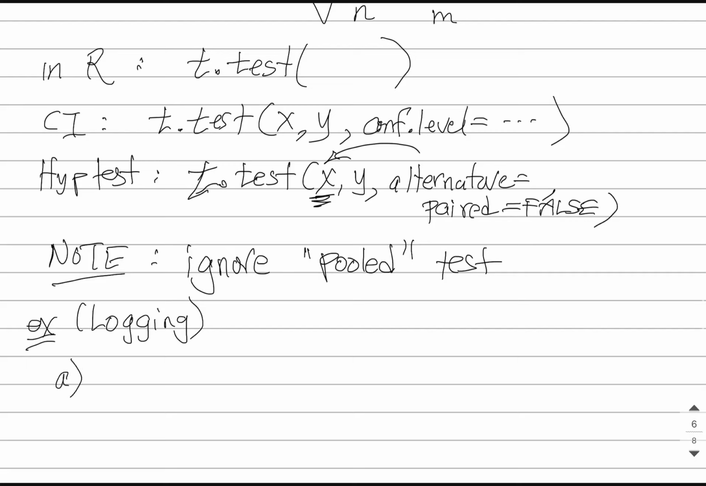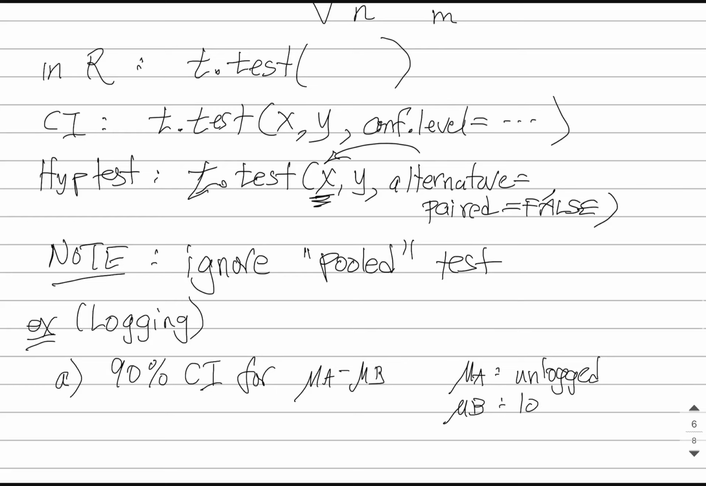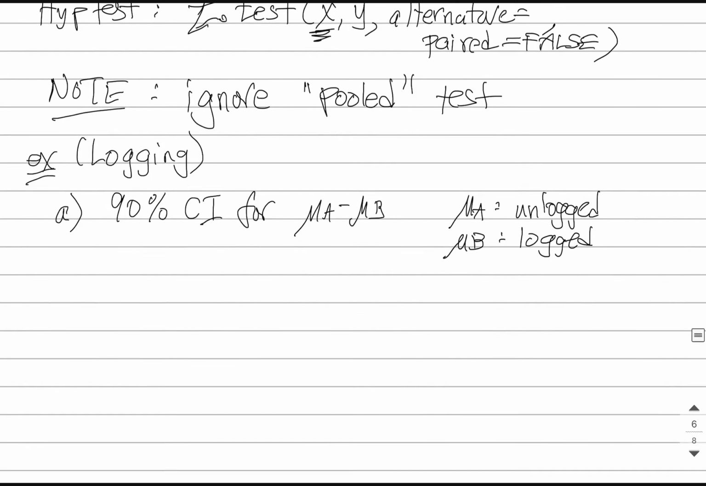So in part A, what we're looking for is a 90% confidence interval for the difference, mu A minus mu B. Now let's take mu A to refer to unlogged and mu B to refer to the logged plots. It's completely up to you which you choose. Whichever one you choose is fine. Just remember that when you get to a hypothesis test, you have to make sure that you're talking about the correct direction.